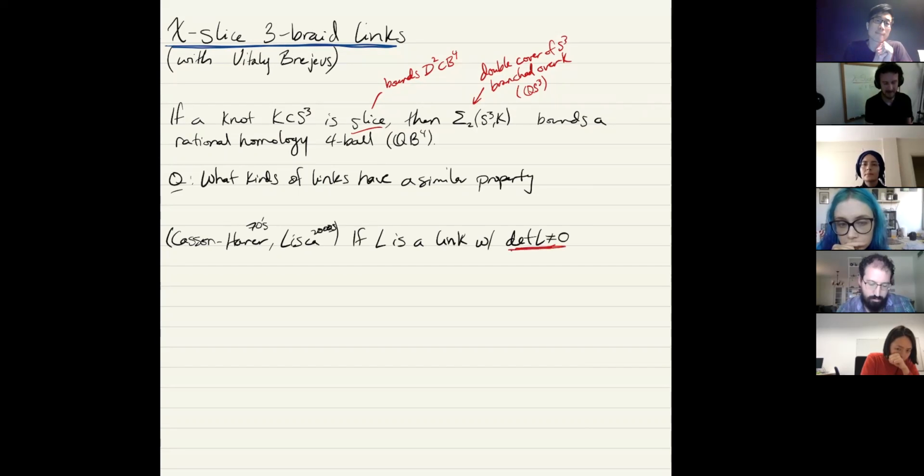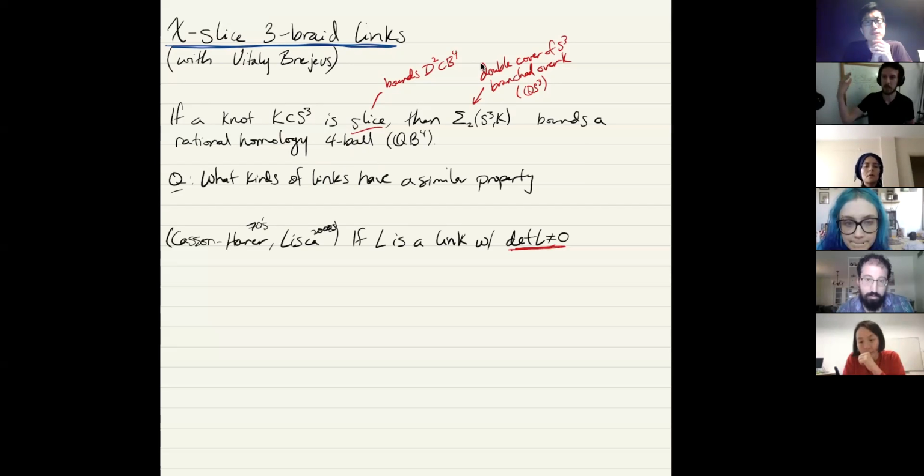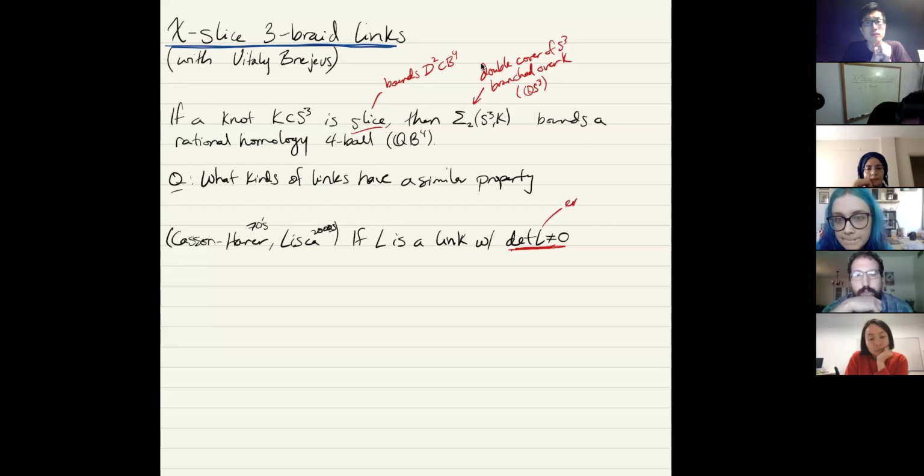So before moving on, I want to say a quick word about this condition. Having non-zero determinant ensures that the double branch cover is a rational sphere. If the determinant is 0, then it's not a rational sphere. So it wouldn't make sense to bound a rational ball anyway. So this is not really that restrictive of a condition. This is just to ensure that bounding a rational ball is even possible. So this ensures that the double branch cover over this link is a rational sphere.